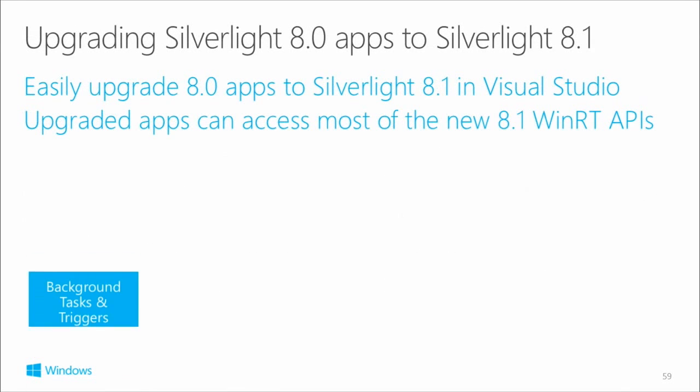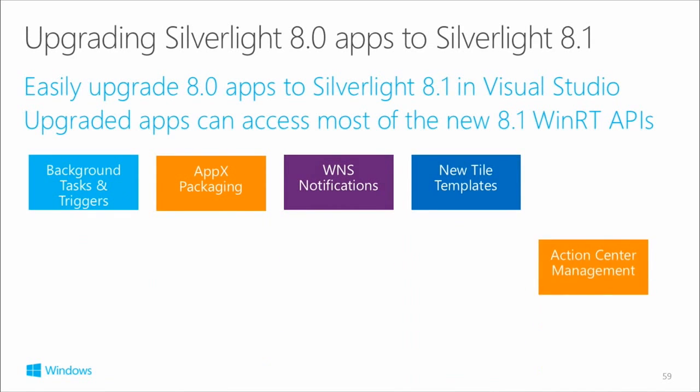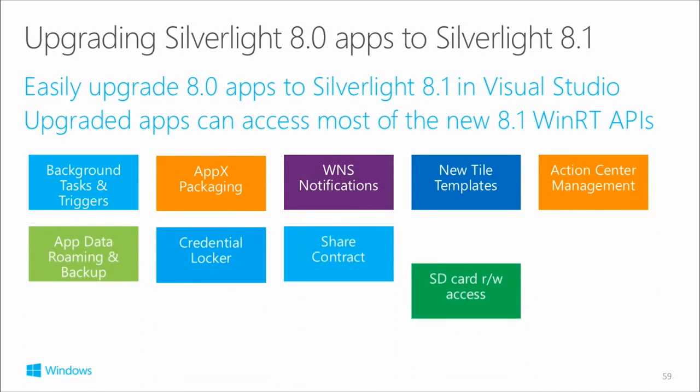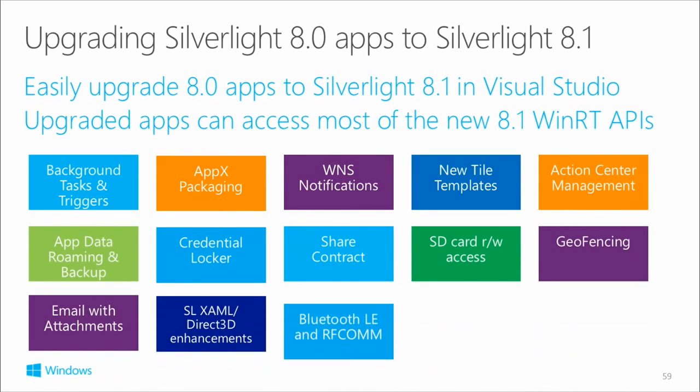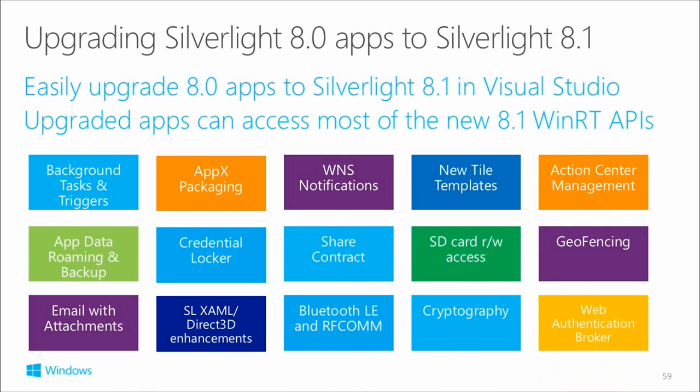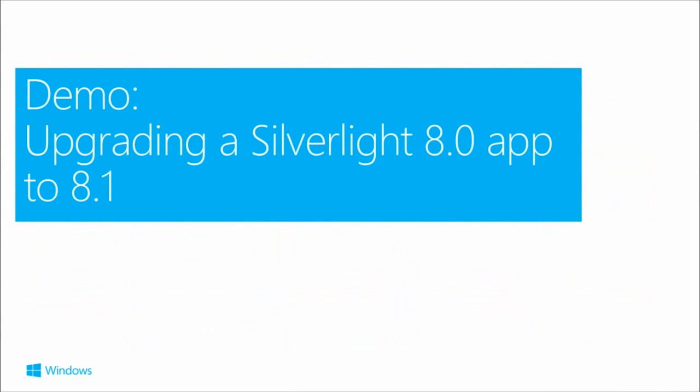We can very easily upgrade Silverlight 8.0 apps to Silverlight 8.1, and that gives you access to all of the new APIs. These are the Windows Runtime APIs: email with attachments, the new WNS notifications, credential locker, app data roaming, all that kind of stuff I was talking about. That all becomes available to you in a Silverlight 8.1 app.